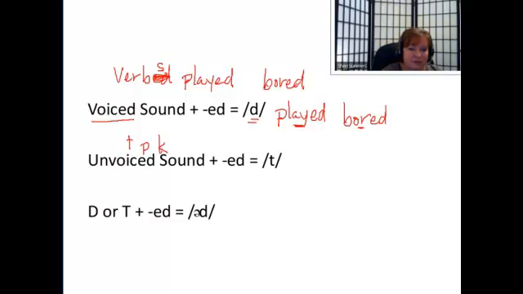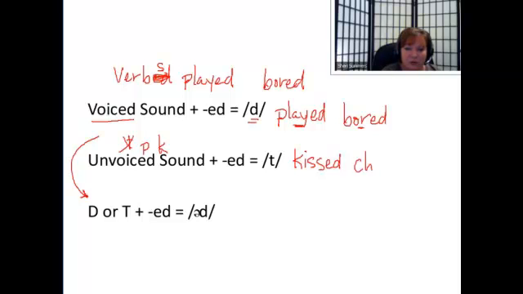Now, I should probably remove this T because this actually goes in another section. But words like, let's say kiss, K-I-S-S, kiss. You notice that the S doesn't use your voice. You can test it out and see. So what we'll do is we'll add the ED, and this ED is also unvoiced. It sounds like a T. So our past tense word is kissed, kissed.